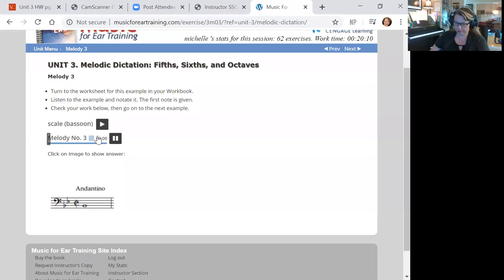Listen again. Sol, mi, do, re, mi, fa. Sol, sol, do. What's going on in the third to last bar? 1, 2, 3, 4, 5 bars in. See, I'm not going to give it to you. Let's see if you can figure it out.